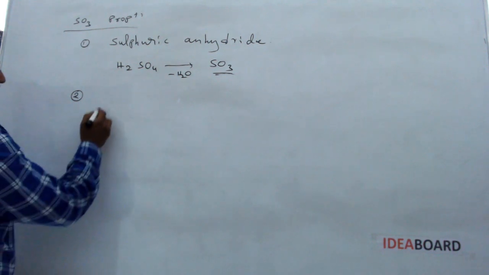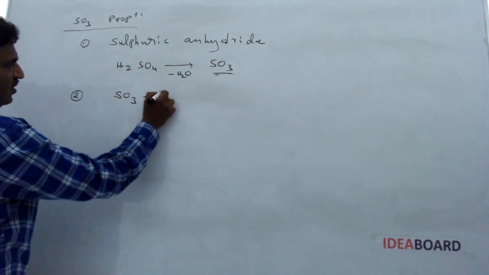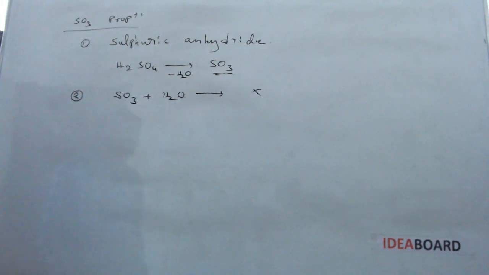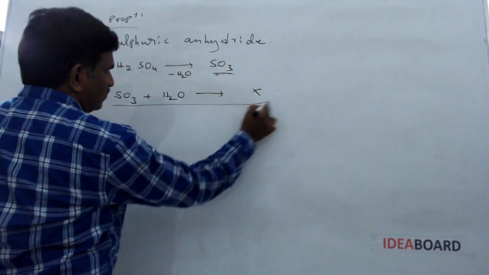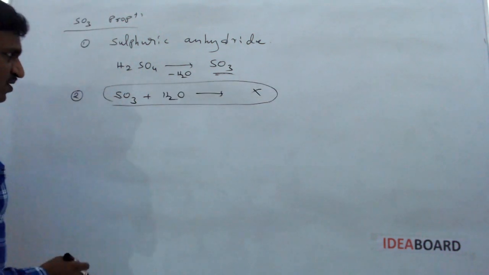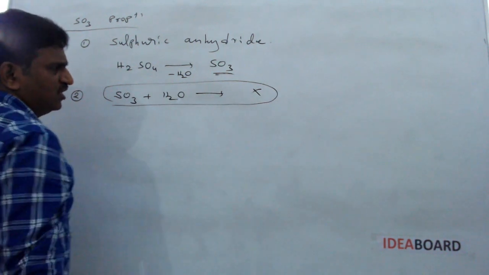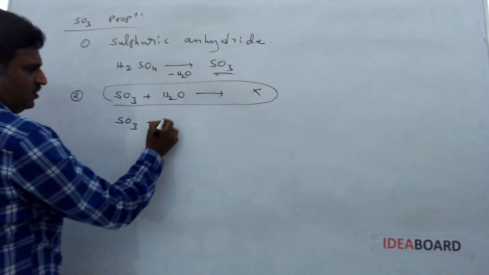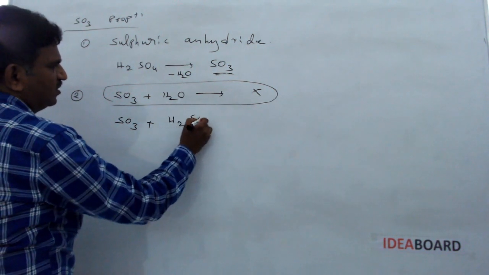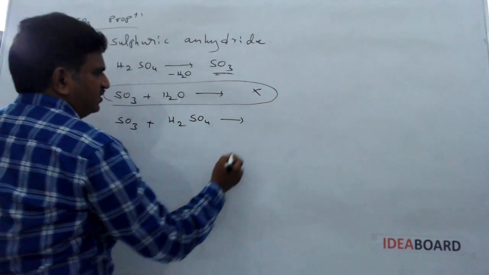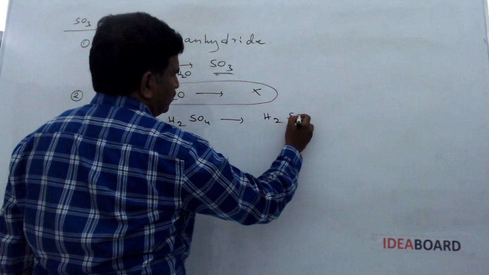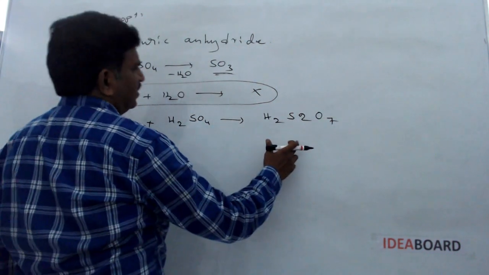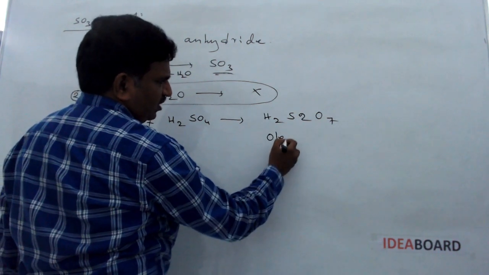And second one, when sulfur trioxide is dissolved in water, what happens? No reaction occurs. No reaction means actually this reaction is not conducted. Why? Because the reaction is highly explosive, so if you want sulfuric acid from SO3, first we need to react this sulfur trioxide with sulfuric acid, which will be converted to H2S2O7. This H2S2O7 is called oleum.